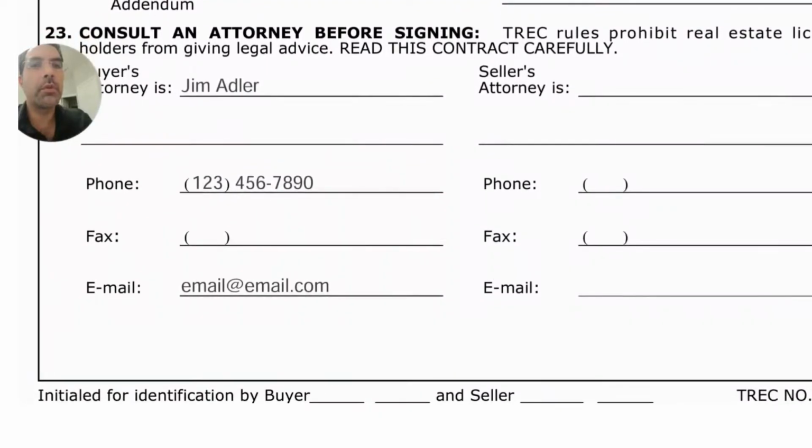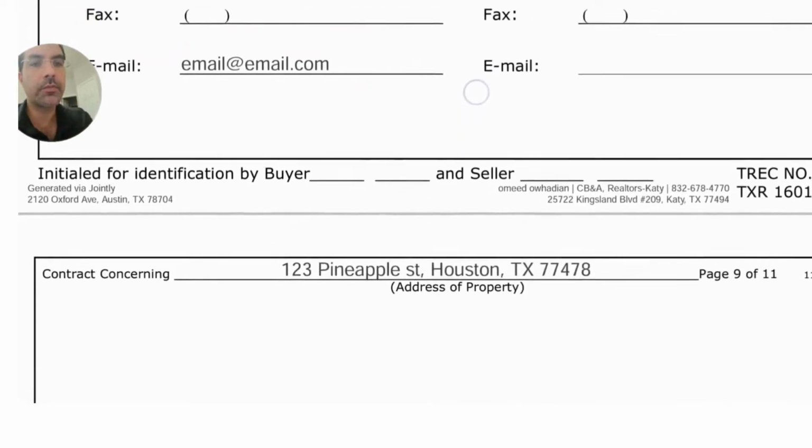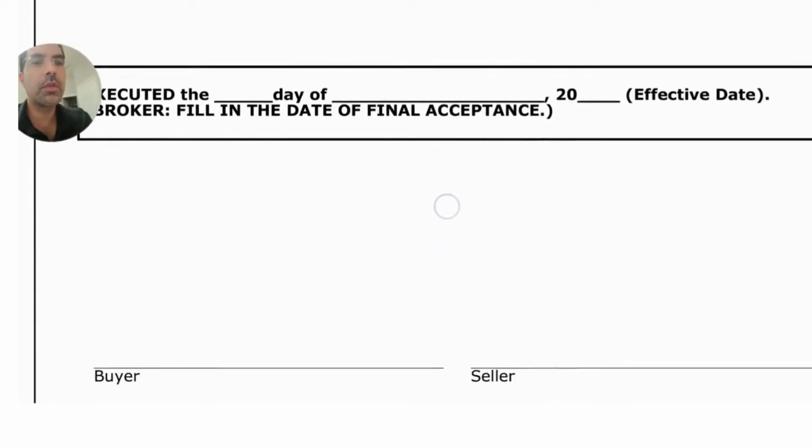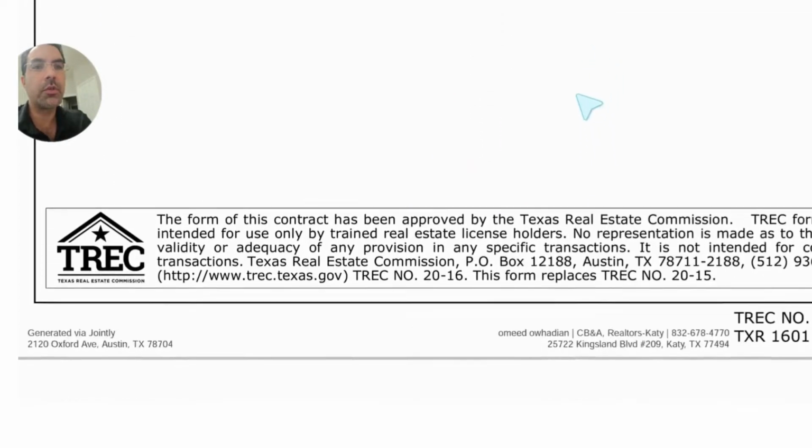If you have a lawyer or the seller has a lawyer, you would add their information here and make sure the lawyer receives all copies of the document if they want to be a part of this transaction. Execution, when both parties come to an agreement, the last person to touch the contract will put in the date here, and that will execute the file. Buyer and seller signatures go in the.